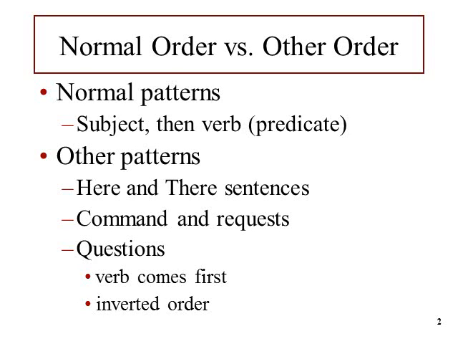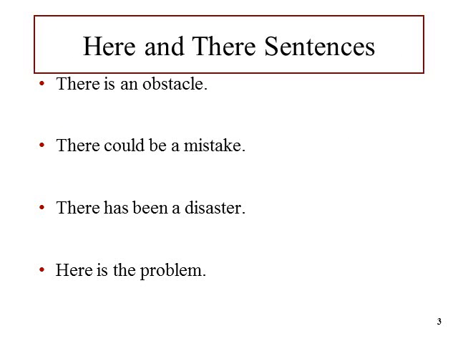So let's take a look at these three, and I promise you if you take the time to listen to this, you'll do better on the upcoming quiz and exam. Okay, let's take a look first at some here and there sentences. The first thing I want to make sure you understand is that here and there are never the subject of the sentence. Here and there are never the predicate or the verb of the sentence.